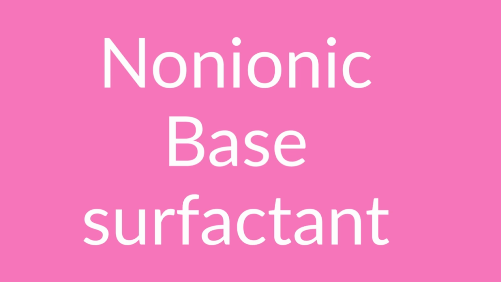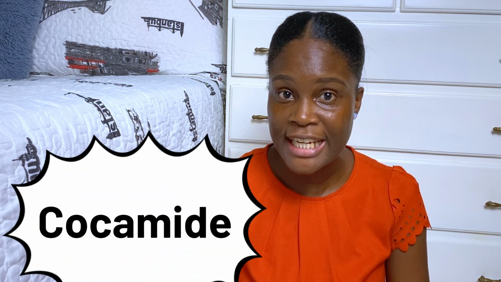Then the third category is the nonionic base surfactants. Ingredients that fall into this category are very mild. So they are not like the sulfates that we mentioned earlier. These particular ingredients are going to be very, very mild as it relates to your skin or even to your hair. Now, one such example is cocamide. Now, if you look on your ingredient listing, you will see some big words that start with cocamide.